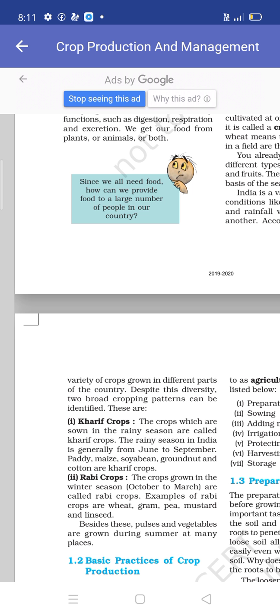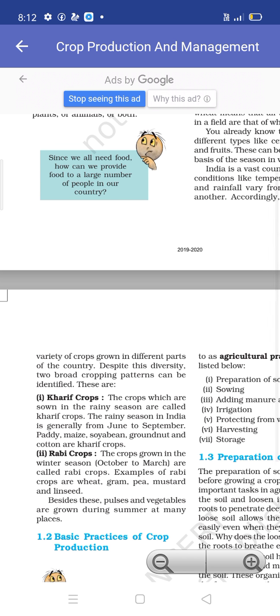And what are rabi crops? The crops that are grown in the winter season, from October to March, are known as rabi crops. Examples of rabi crops are mustard, linseed and wheat. Besides these, pulses and vegetables are grown during summer at many places.